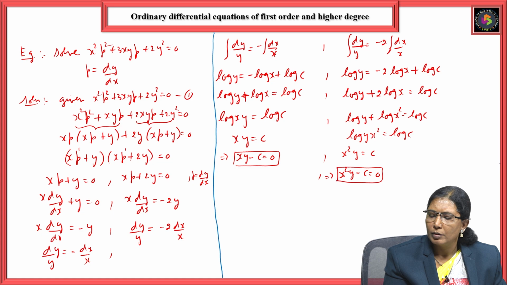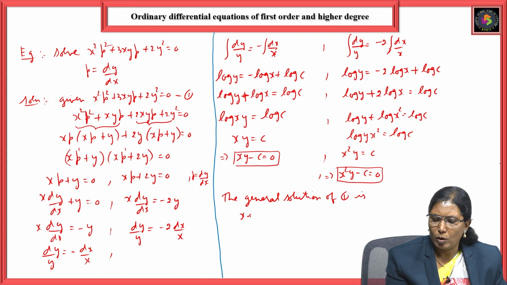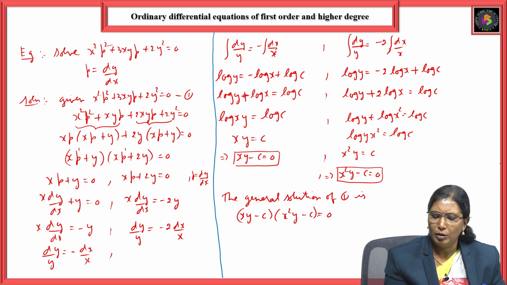Now the general solution of equation 1 is nothing but the product of these two equations. The general solution of 1 is (xy minus c) into (x square y minus c) is equal to 0. So this is the general solution, and we have only one arbitrary constant because the order of the differential equation is 1.